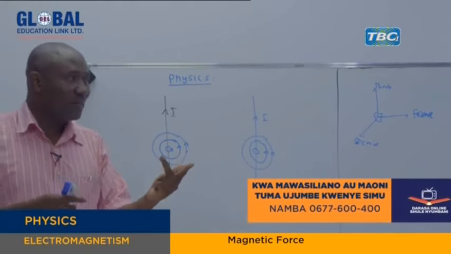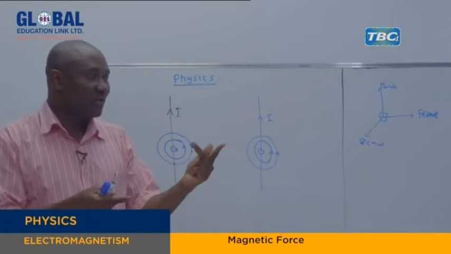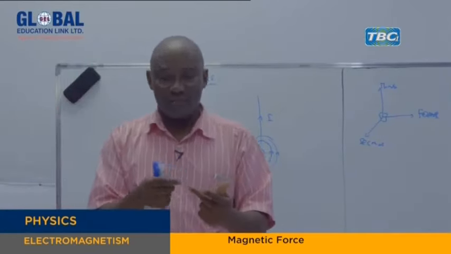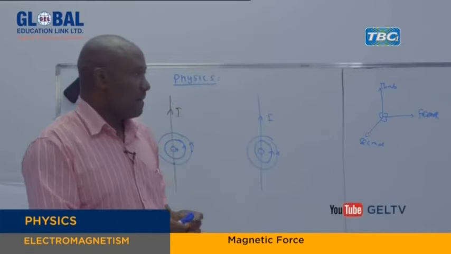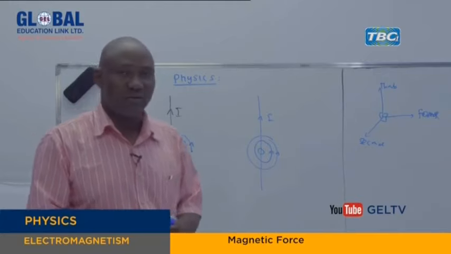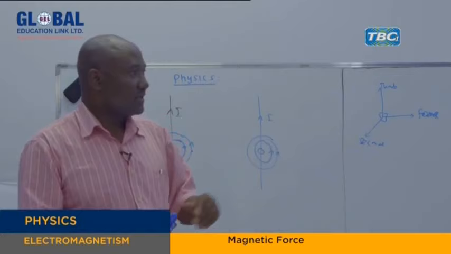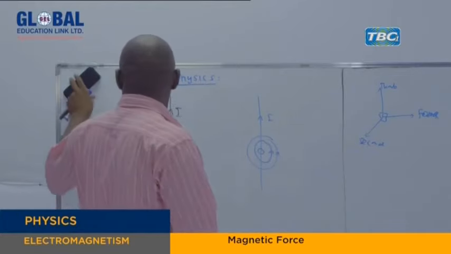So the main issue here is how to orient the three fingers so that we can know how the magnetic forces can be determined. Now, that is how Fleming's left-hand rule can be used to determine the direction of force. But before we proceed, let's see now the demonstration of that force.